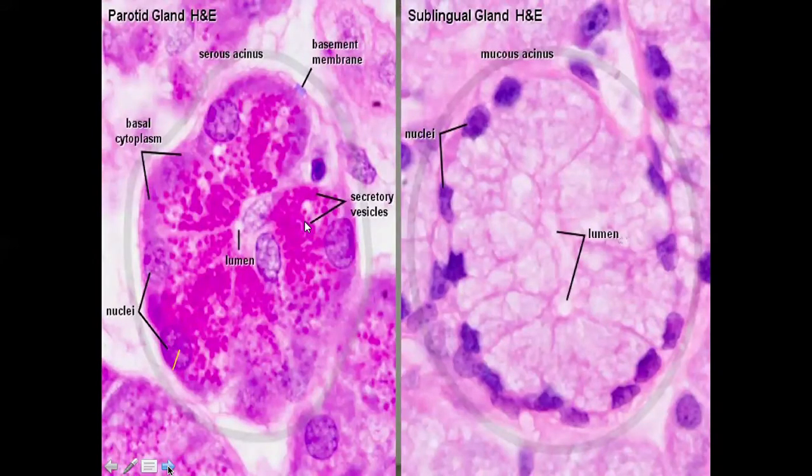So to compare serous from mucus, look at the lumen, look at the nuclei, then look at the cytoplasm. Pag mucus, medyo clear or bubbly, no? Clear or bubbly. Pero here, look at the cytoplasm. Para siyang merong mga laman. Eosinophilic materials in the cytoplasm. So this is serous, this is mucus gland.